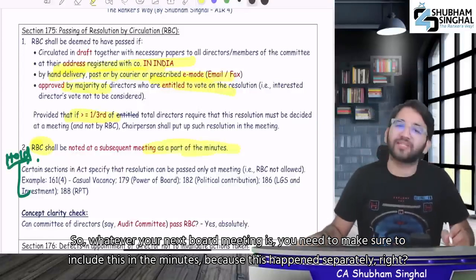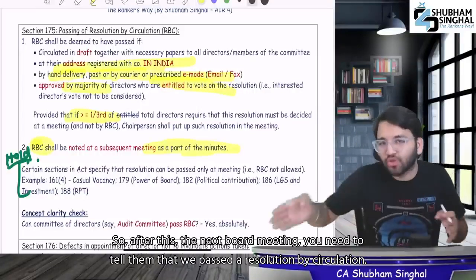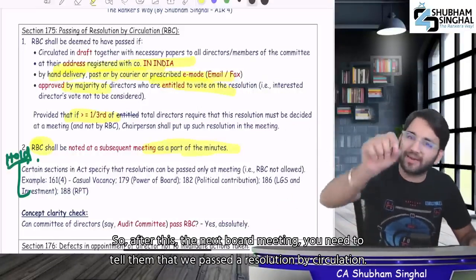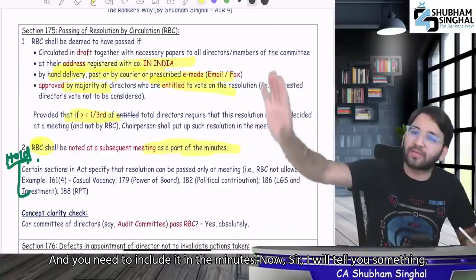And if the resolution that is being circulated is passed, then you have to add it in the minutes of your upcoming board meeting because this happened separately. Is this clear? It didn't go to any minutes. In the next board meeting, you need to tell them that we passed a resolution by circulation and include it in the minutes.